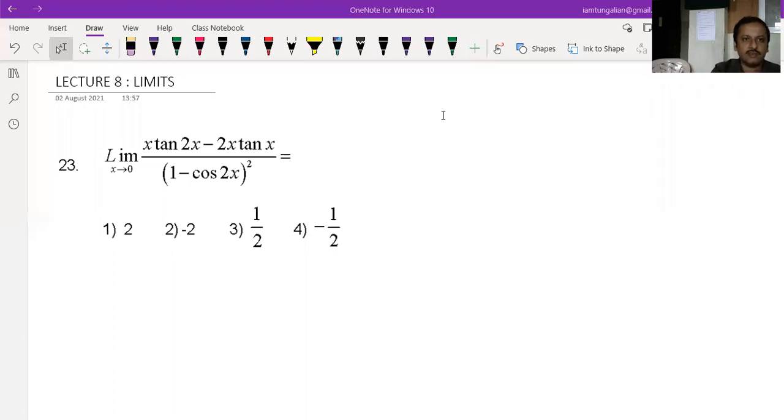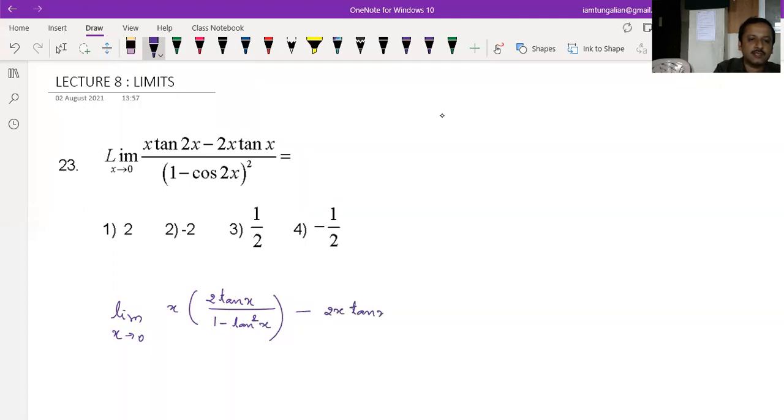Have a look at the next question, question number 23. The limit as x tends to 0 of (x tan 2x minus 2x tan x) divided by (1 minus cos 2x) whole square is equal to. Here, I will write tan 2x as 2 tan x divided by 1 minus tan square x, minus 2x tan x, whole divided by 1 minus cos 2x, which can be written as 2 sin square x, whole square.